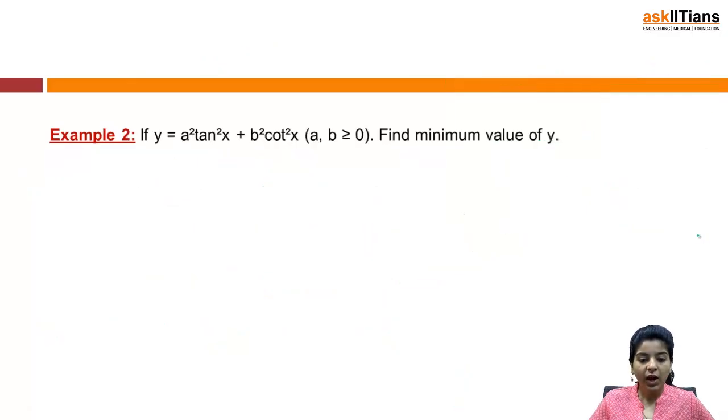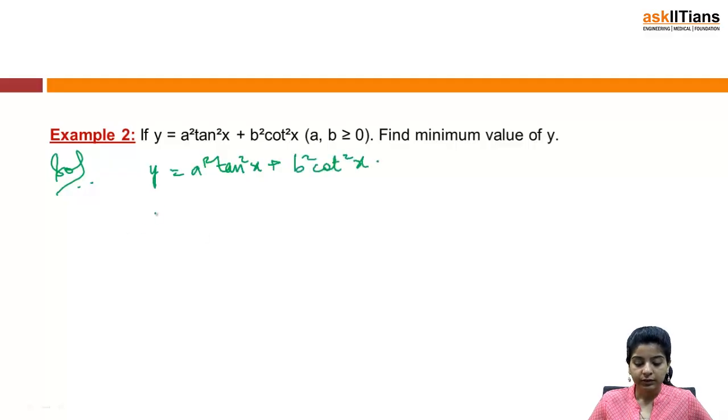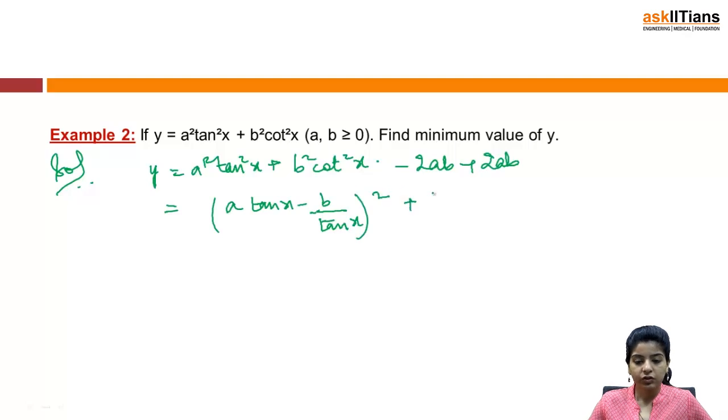Next question says y is a square tan square x plus b square cot square x, ab is greater than equal to 0, then find the minimum value of y. So y is a square tan square x plus b square cot square x, right? So again what I will do is I will add and subtract 2ab so that it becomes a perfect square. So it becomes a tan x minus b cot x, or I can write b by tan x whole square, and then we have plus 2ab.